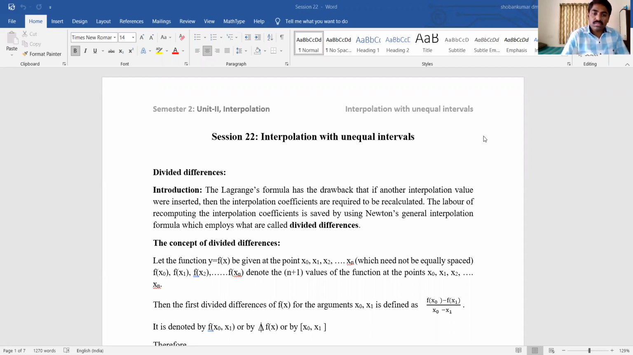Today we have to discuss Newton divided difference formula. In the last class, we already learned Lagrange's interpolation formula. We have to estimate the value of y when x are unequally spaced. Then we can go for either Lagrange's interpolation formula or Newton divided difference formula. Now we have to discuss Newton divided differences.